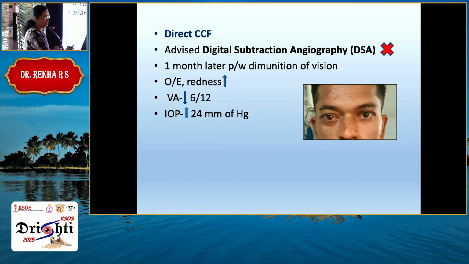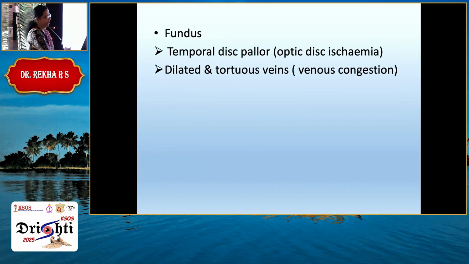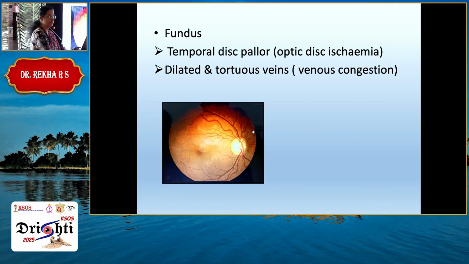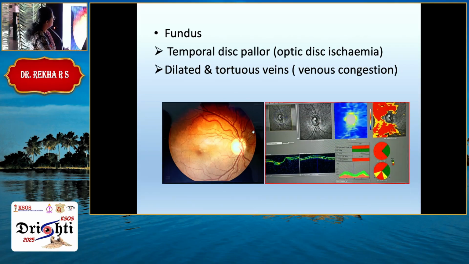But 1 month later, he presented with diminution of vision of the eye, with increase in redness. At that time, the vision had dropped to 6/12 and the intraocular pressure had increased to 24 millimeters of mercury. And the fundus showed temporal disc pallor, which was evidence of optic disc ischemia, and dilated and tortuous veins due to the venous congestion, and the optic disc ischemia was confirmed by the opacity of the optic disc.